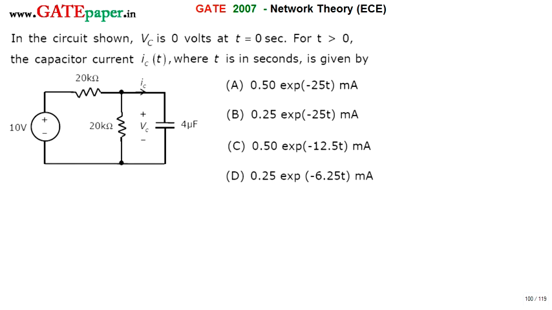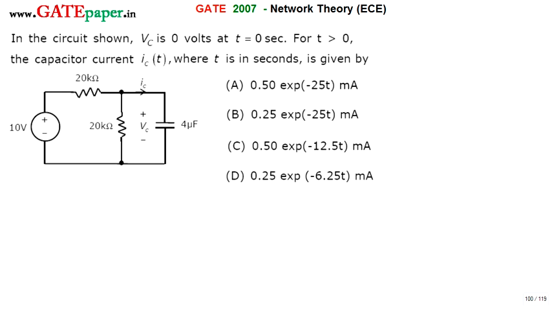Hello, we are discussing the GATE 2007 ECE paper. Look at the circuit shown. Given that the voltage across the capacitor Vc is 0 volts at t equal to 0 seconds, and for t greater than 0, find the capacitor current Ic of t, where t is in seconds.